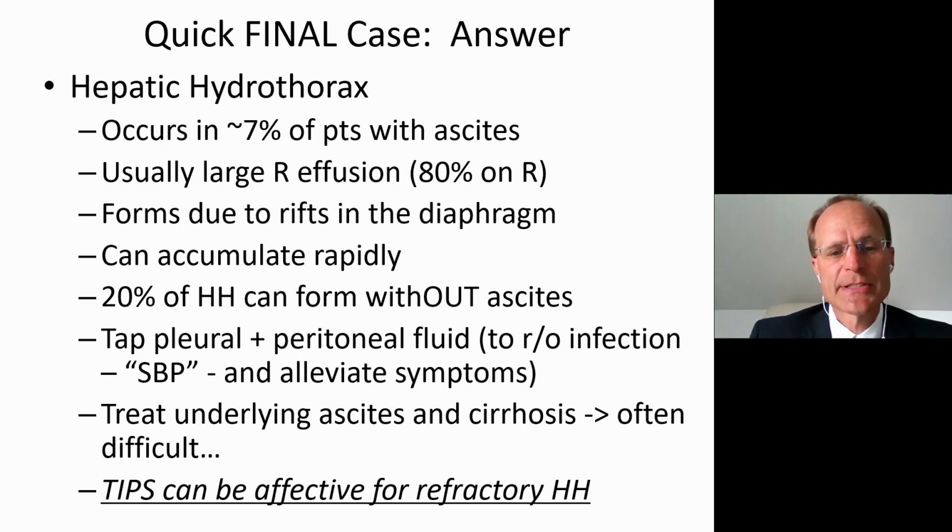The pleural effusion should be tapped diagnostically and also to rule out spontaneous bacterial pleuritis, just like you would bacterial peritonitis. And if there is an uncomplicated infected fluid, this is one of the rare instances where pleural fluid could be treated, as with spontaneous bacterial peritonitis, with antibiotics alone, following closely without definitive pleural drainage. The treatment is for managing the underlying ascites and cirrhosis, which is often difficult, and a transjugular intrahepatic portosystemic shunt can be effective for refractory hepatic hydrothorax.